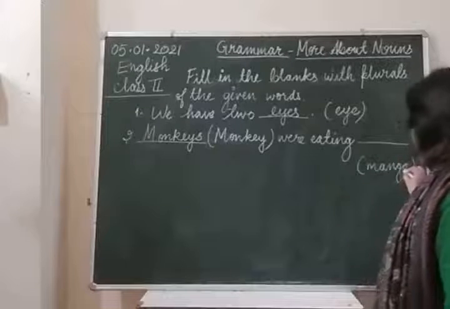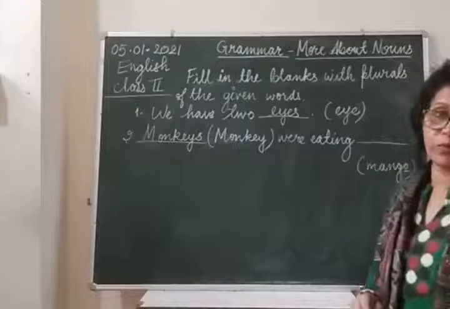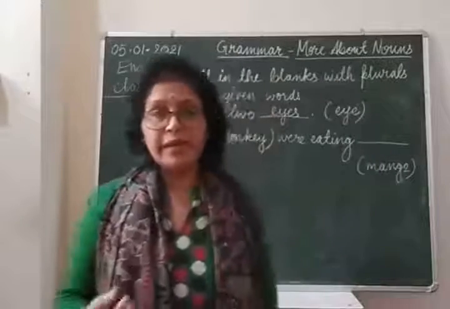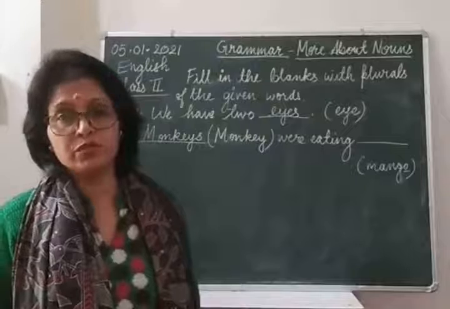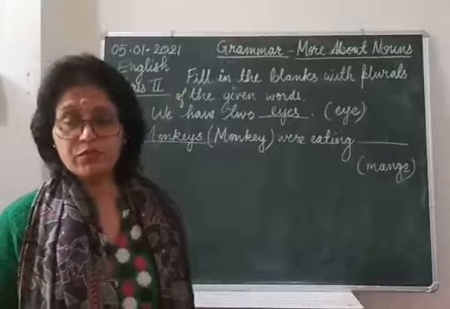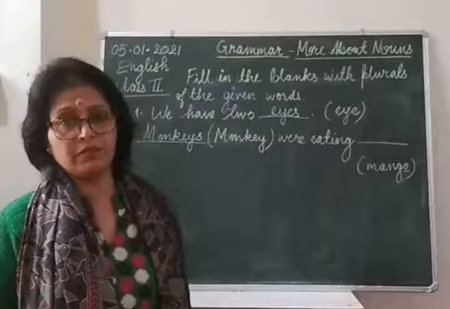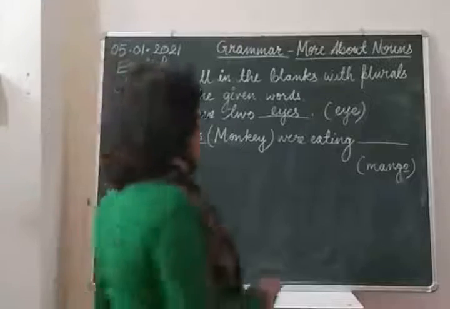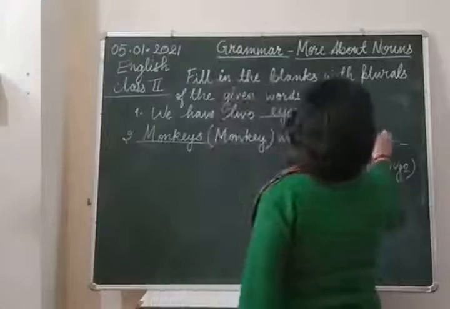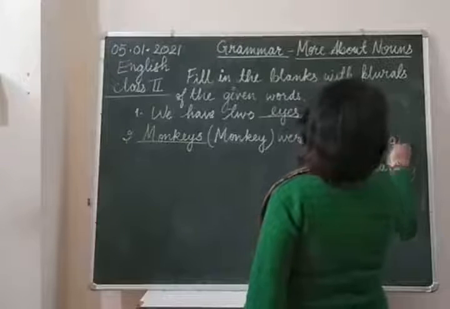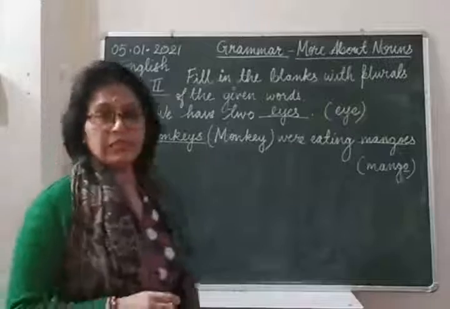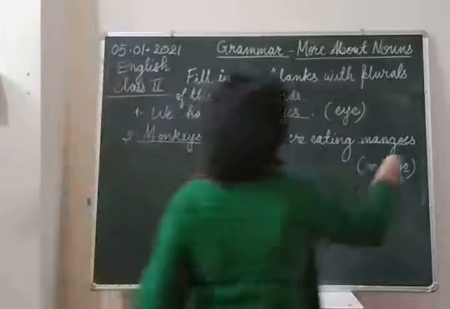Now we have to write plural of mango. Now check the spelling. It ends with O. And according to rule, if the spelling of the noun ends with O, what we do? We replace or we add something. We add. And we add ES. Mangoes. Monkeys were eating mangoes.